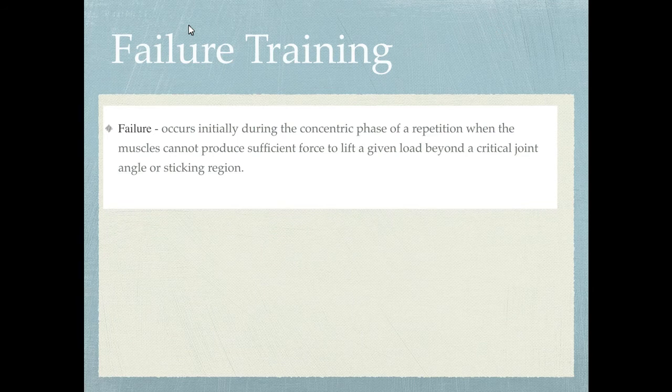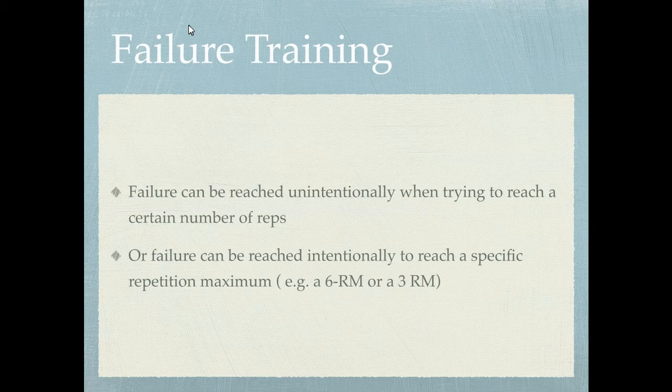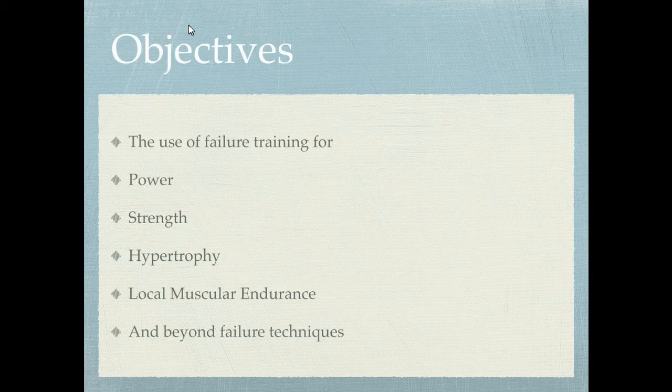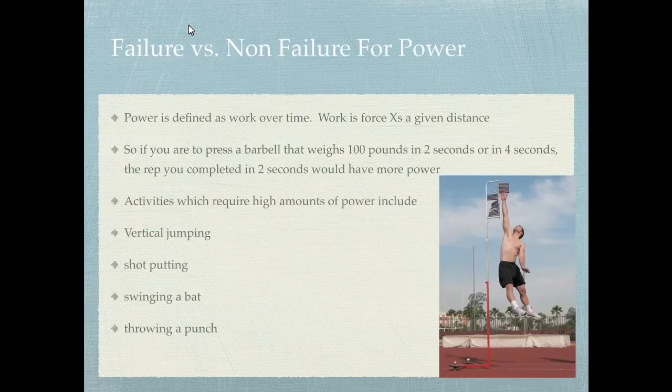So what is failure? Failure occurs initially during the concentric phase of a repetition when the muscles cannot produce sufficient force to lift a given load beyond a critical joint angle or sticking point. Failure can be reached unintentionally when trying to reach a certain number of reps, or intentionally to reach a specific repetition maximum. We're going to talk about using failure training for power training, strength training, hypertrophy / local muscular endurance, and beyond failure techniques. So if we talk about power, as you know, power is work over time.